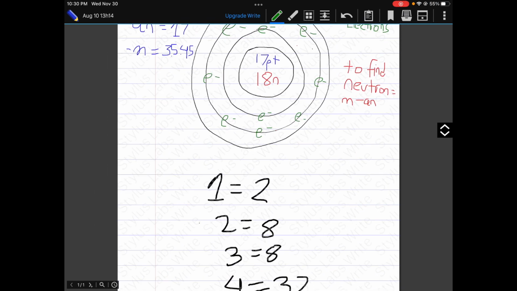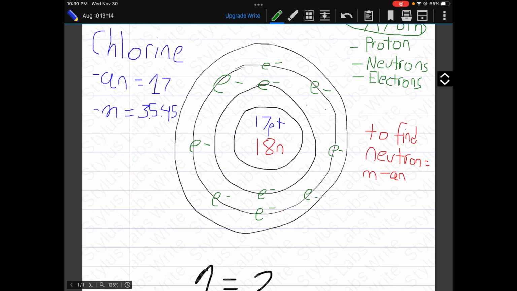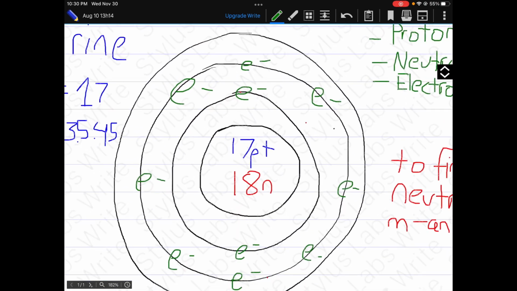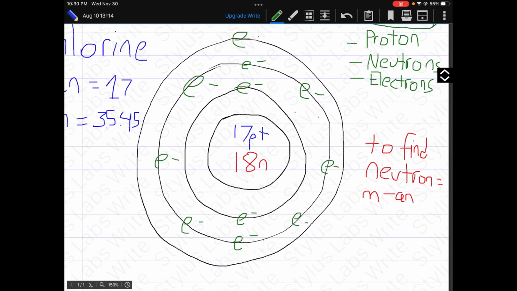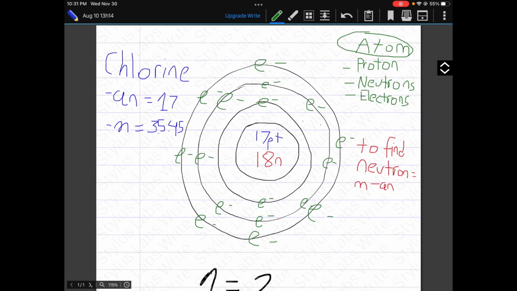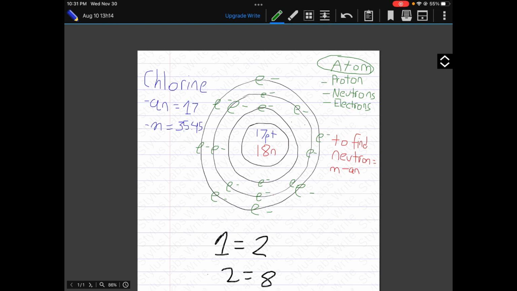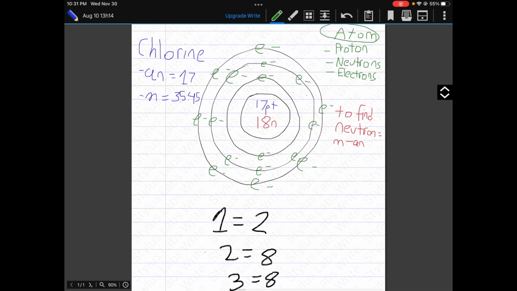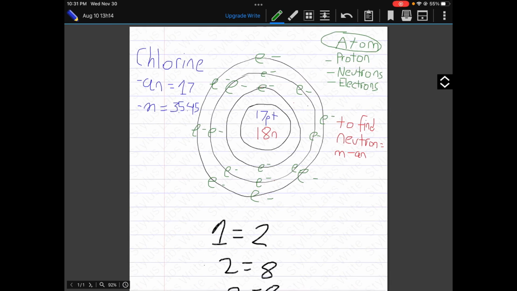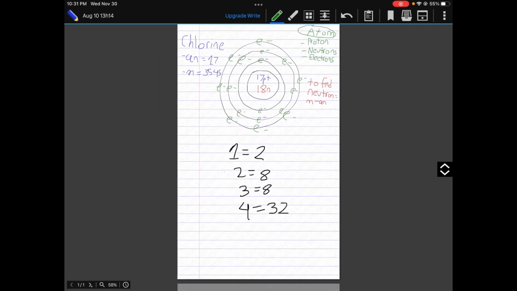So our third orbital can hold 8 electrons. So let's just add the remaining 7 on here and try to balance them equally. 1, 2, 3, 4, 5, 6. We'll put 7 right here. So that is your Bohr model for chlorine. This was a tricky one and it required a lot of space, but that is essentially how you do it.